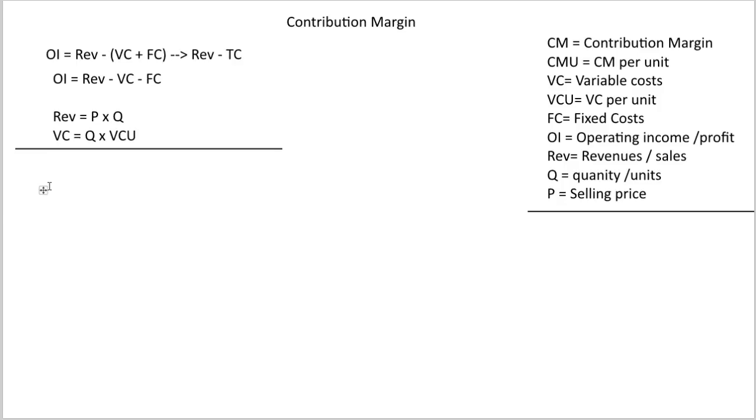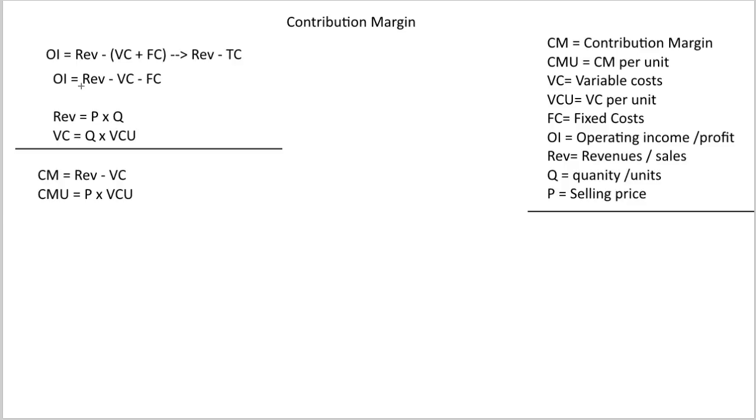Now, I'll give you the formulas for the contribution margin. The contribution margin equals your total revenues minus your total variable cost. In order to compute that per unit, we can say that the contribution margin per unit is equal to your selling price minus your variable cost per unit. Now let's look at why that actually works. Okay, because we have to go back up here.